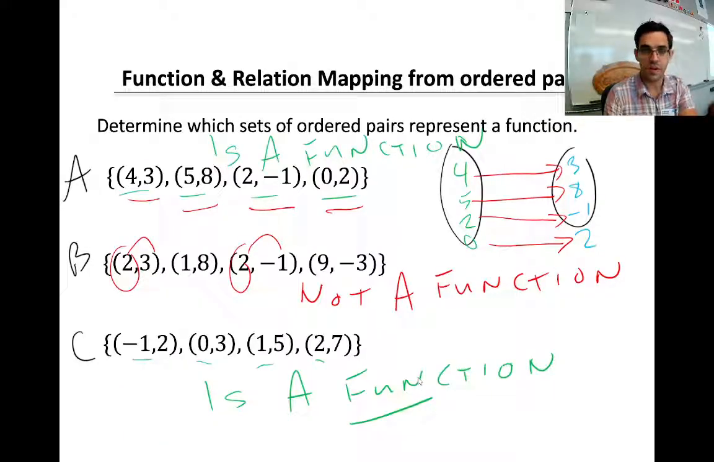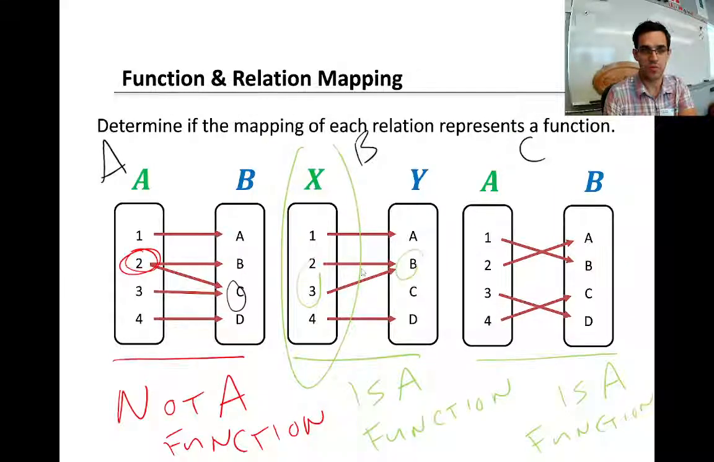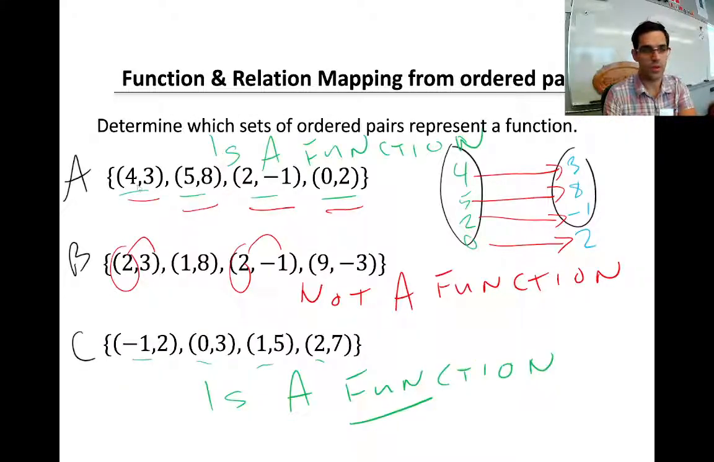Okay, so the same question, but with a different representation. Instead of giving a mapping like before, we're giving a set of points. So example A is 4 points. The x values are all the inputs.